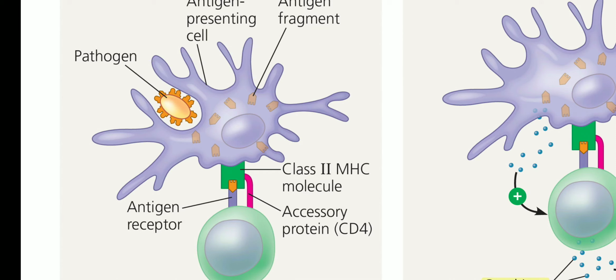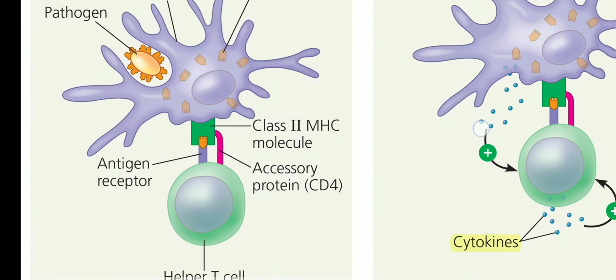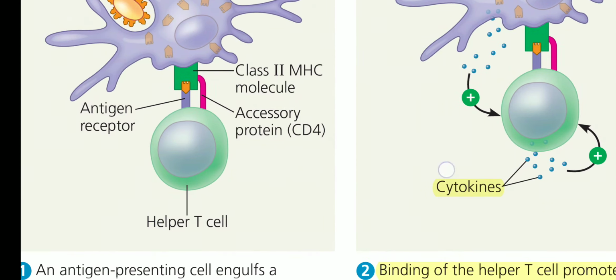Another thing is that when it's bound, it has to be bound with CD4. It is an accessory protein which helps to recognize those MHC molecules, and that's present on the T cell, that is, your T helper cell. Okay, so CD4 with the class 2 MHC molecule on your antigen presenting cells. So this is your helper T cell.